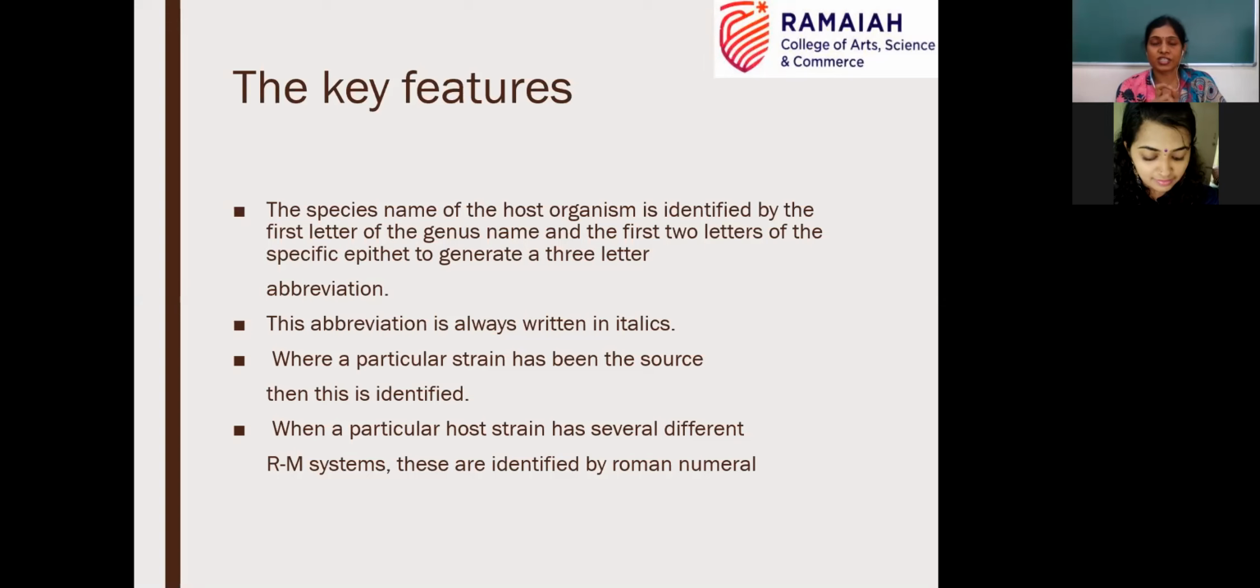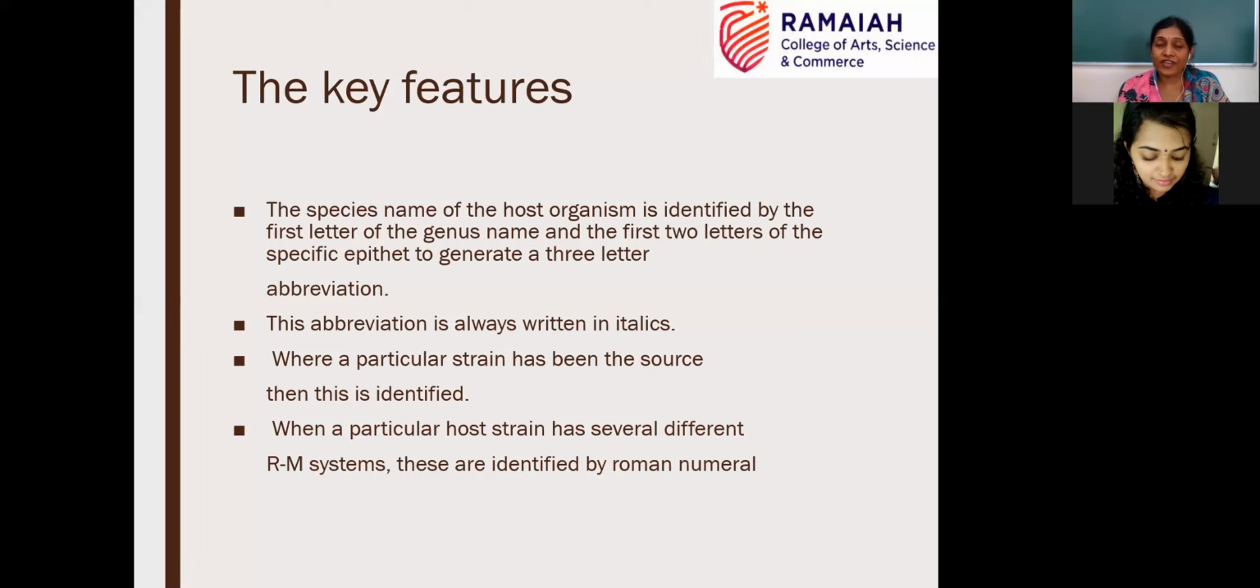And always these restriction enzymes, when they are written, are written in italics, the way you write your biological names in italics. Whenever you write the restriction enzyme names, you are supposed to write them in italics if it is typed text. If you write by hand, they are supposed to be underlined. And if there is a particular strain of the organism, the strain is indicated by taking the first letter of the strain of the organism.